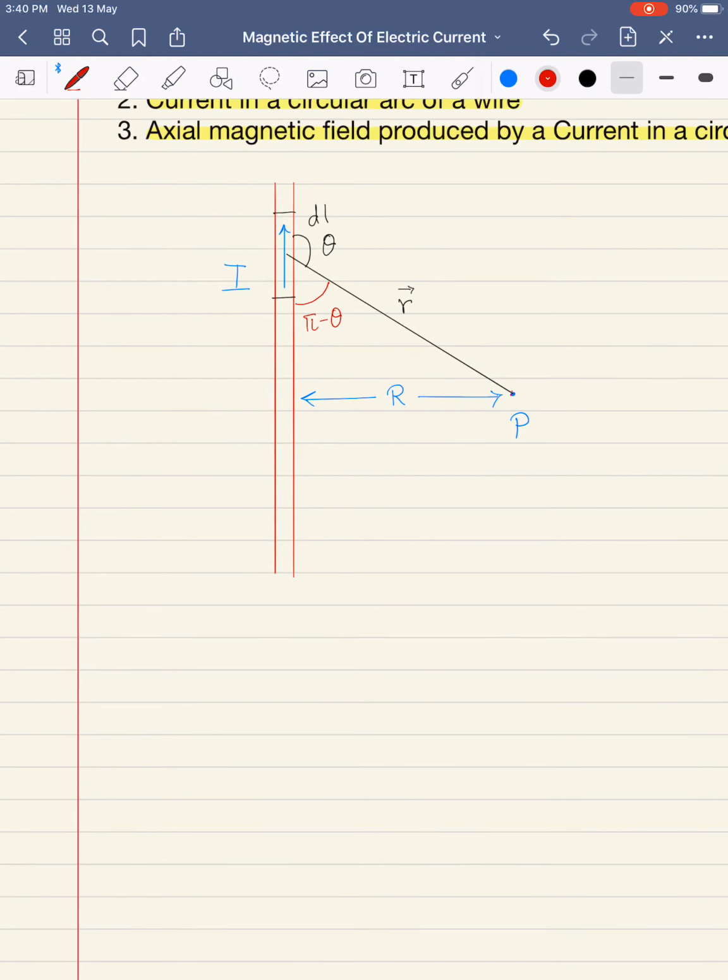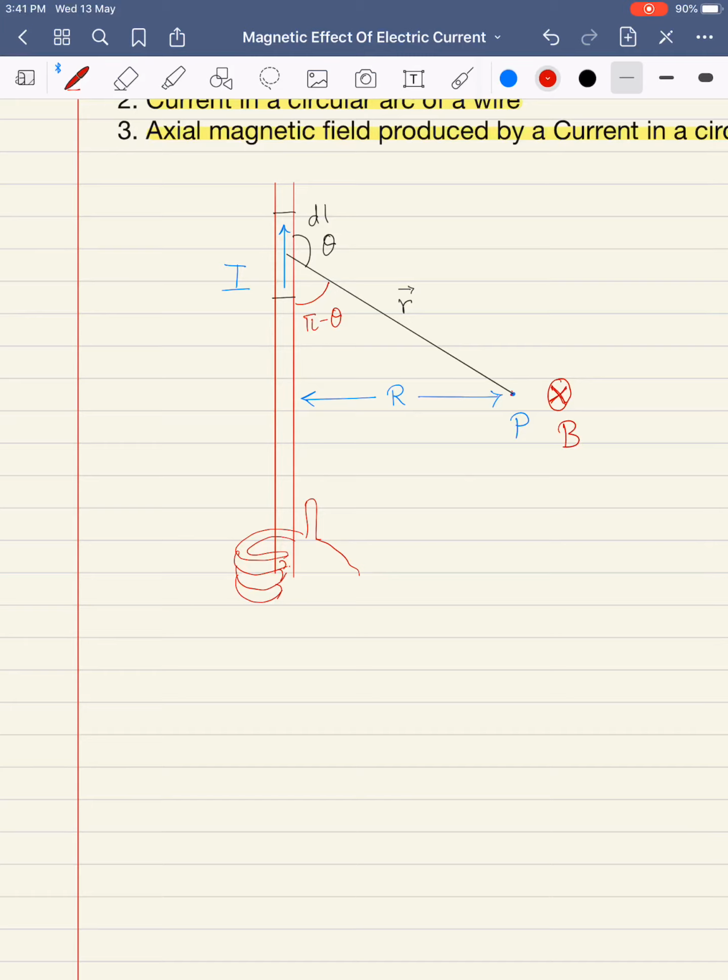What is the right hand thumb rule? If the thumb of the hand is showing the direction of current, then the curled fingers will indicate the direction of magnetic field. So at point P, the curled fingers are moving into the plane of paper, so a circle with a cross indicates the direction of magnetic field at point P.